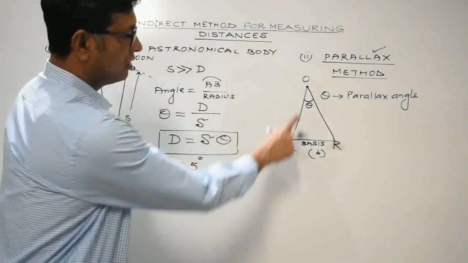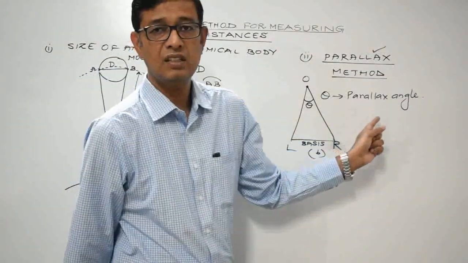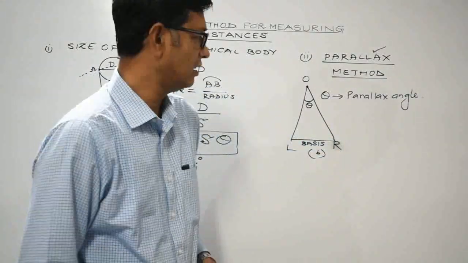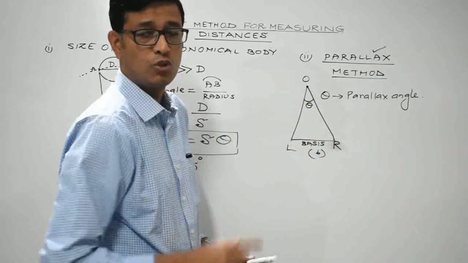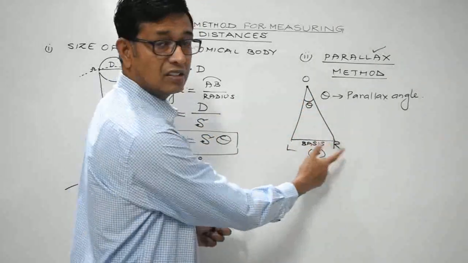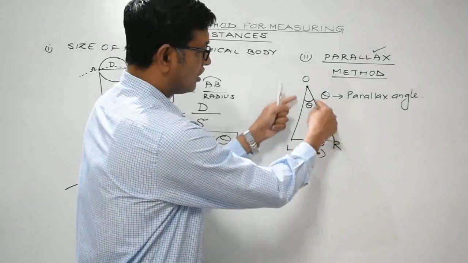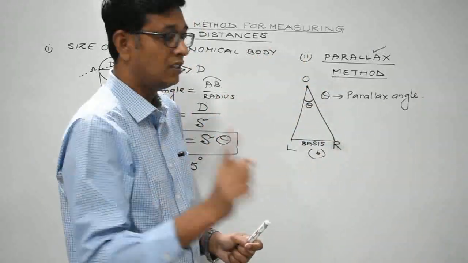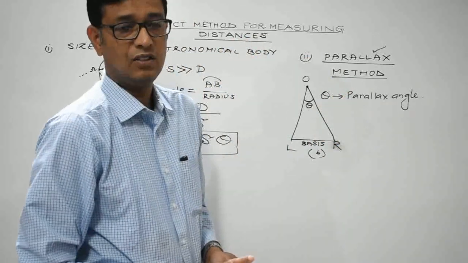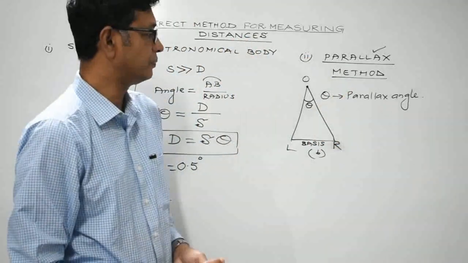Right? So these are the two terms. It is also known as the angle of parallax or parallax angle. So these are the two terms which you need to be aware of. This is the basis, which is the distance between the two observation points, and the angle which it subtends at the object, that is the parallax angle or the angle of parallax.